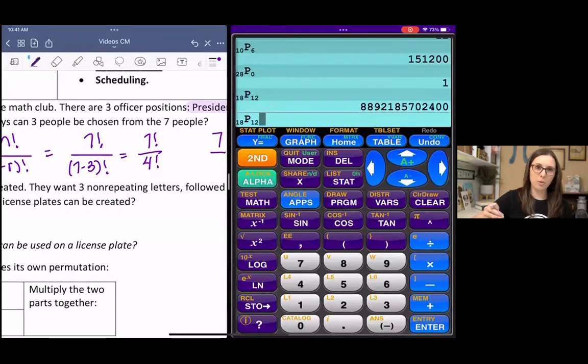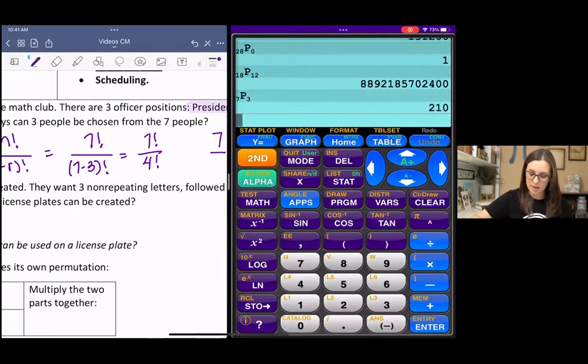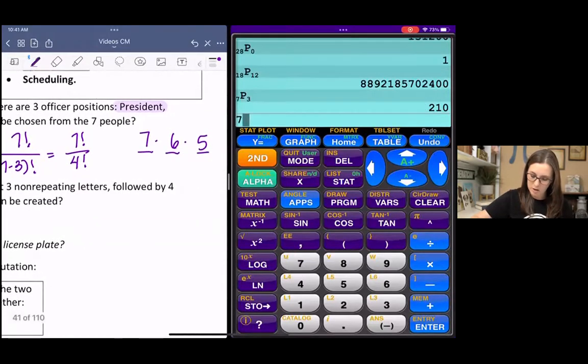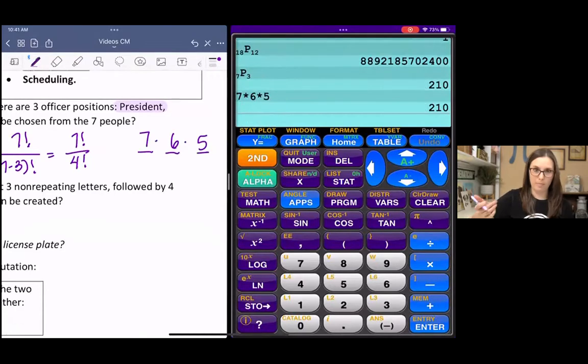To pull that back up on the calculator, I did second enter and it just pulled up my previous entry. I'm going to scroll over, and we're choosing 3 people. 7, choose 3, enter, 210, and then I can just check that out. 7 times 6 times 5. Yeah, so I know that's right. That's the advantage of knowing how to do it several ways: you can go in and check yourself just in case, especially if it's a test.